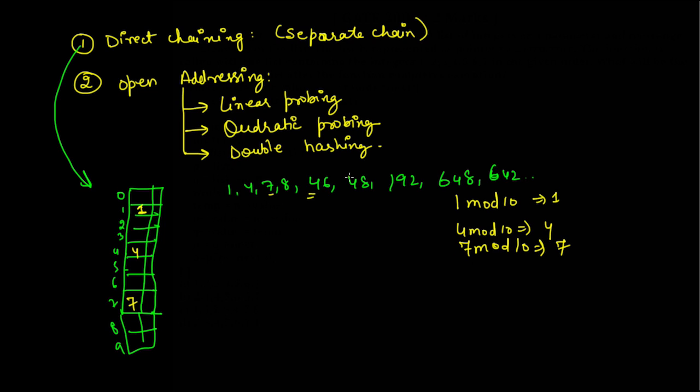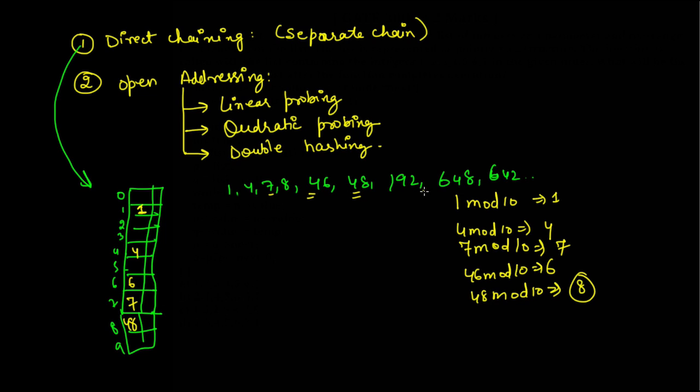The next number is 46. If we do 46 mod 10, we get the index location 6, and we store 46 here. Then we have 48. If we do 48 mod 10, we get 8. So we store 48 at this position.